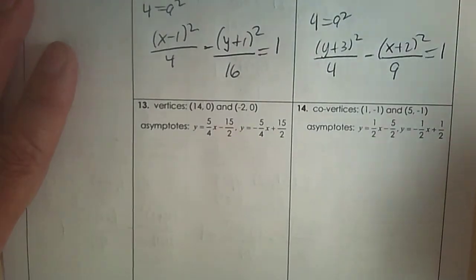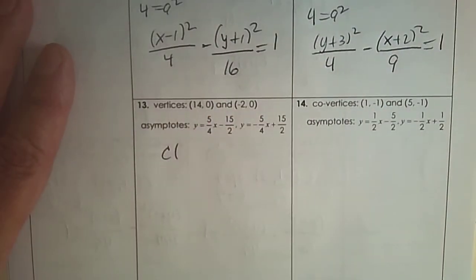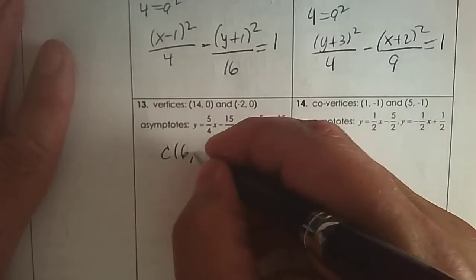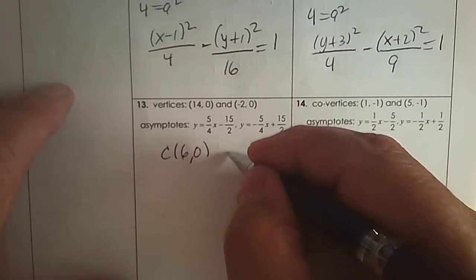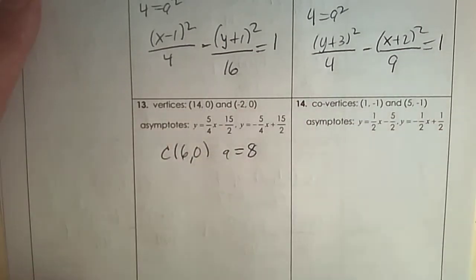Number 13. The vertices. So if I'm given the vertices, I'm going to find the average. So 14 and negative 2, add them, that's 12 divided by 2, which is 6. 0 didn't change. Those are a main. So a, the distance from 6 to 14, that's 8.